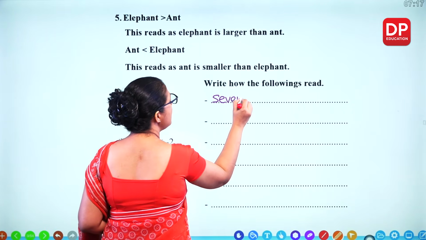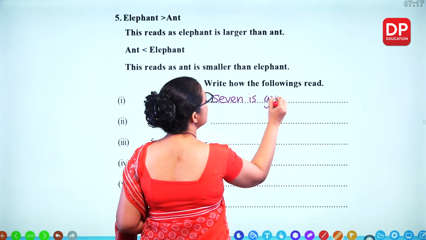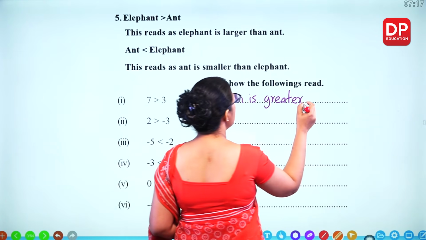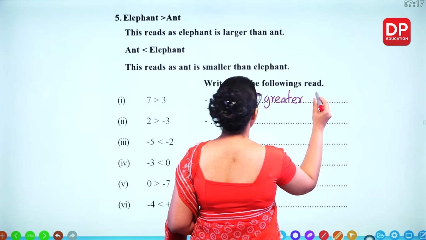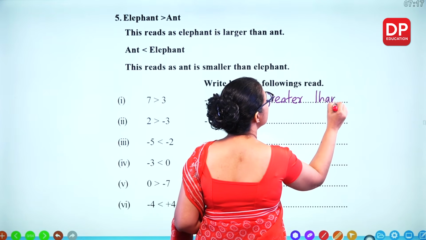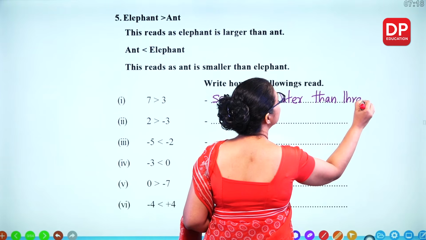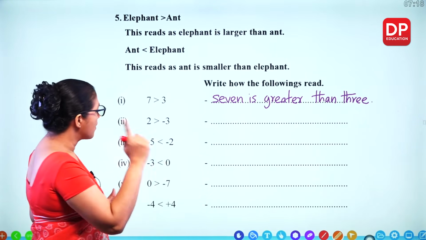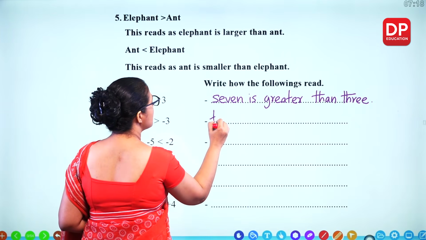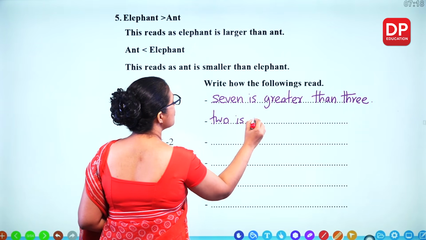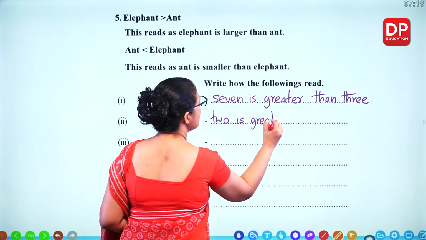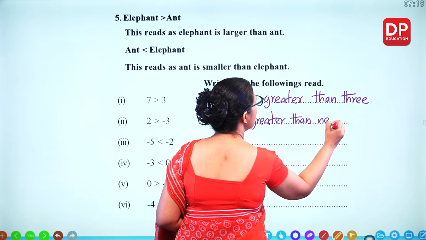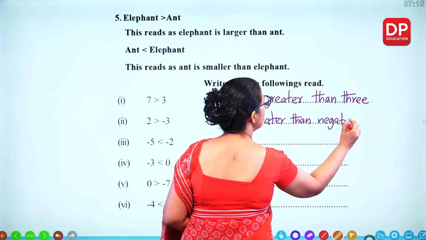7 is greater than 3. Greater, larger, you can use those words. Yes, 1. 7 is greater than 3. 2 is greater than negative 3.